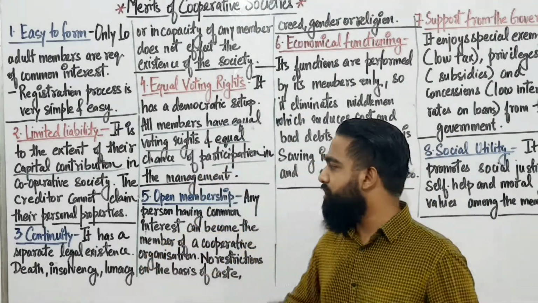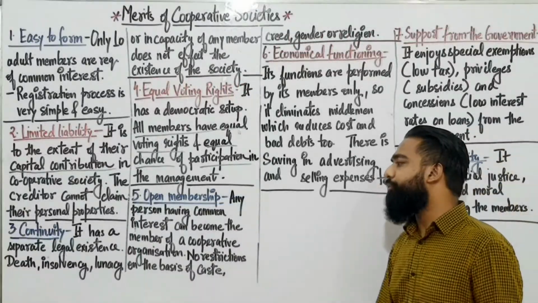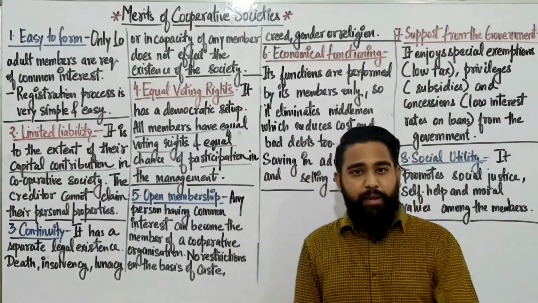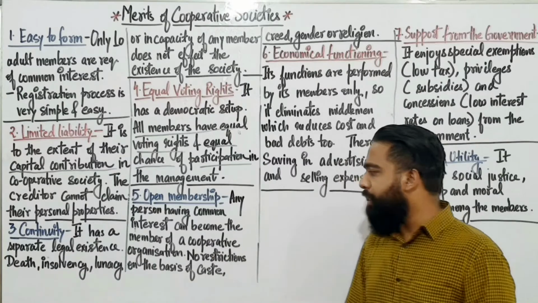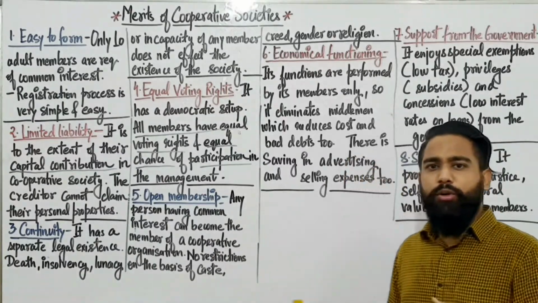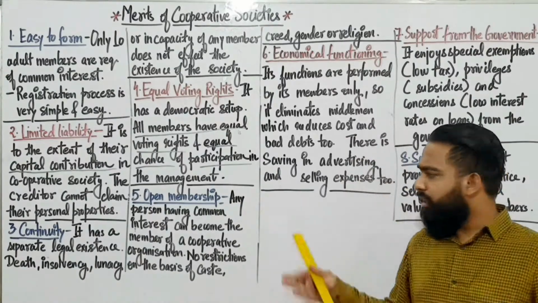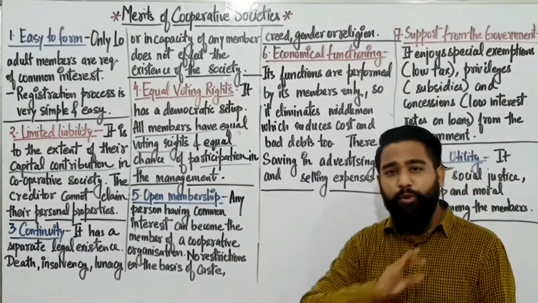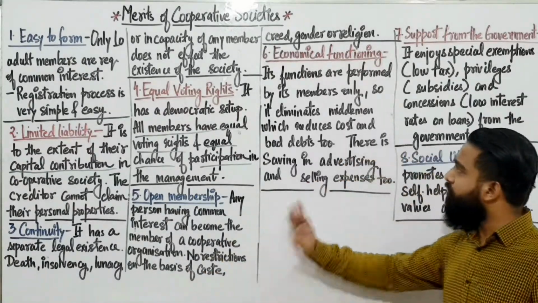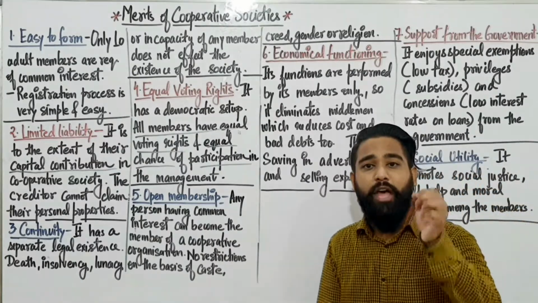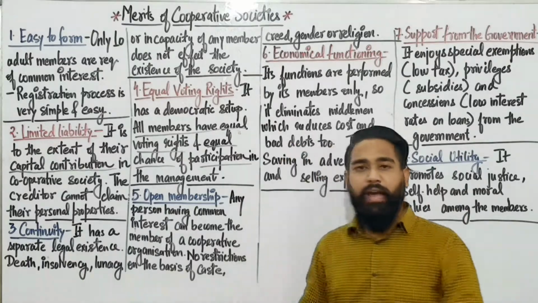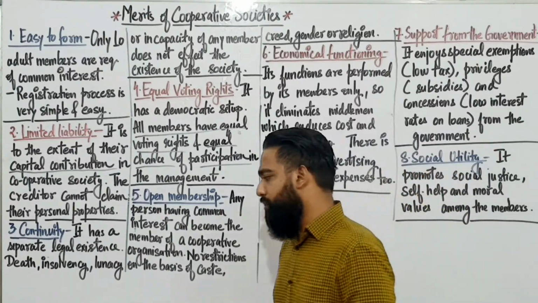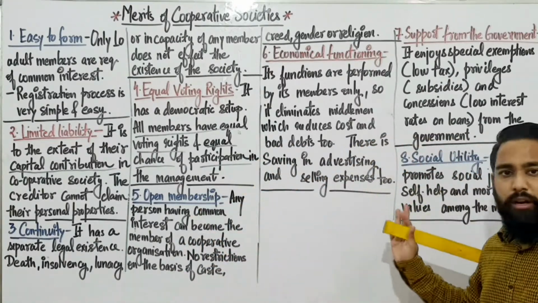Let's come to the next one, which is open membership. Friends, the fifth one is open membership, which means any person who has a common interest can become a member of a cooperative organization. There is no criteria. If you have a common interest, then you are in. There is no restriction, not even on the basis of caste, creed, gender or religion. If you have a common mutual interest in that organization, you can join, and also you can leave that organization by giving a notice. Now this is your fifth merit, open membership.